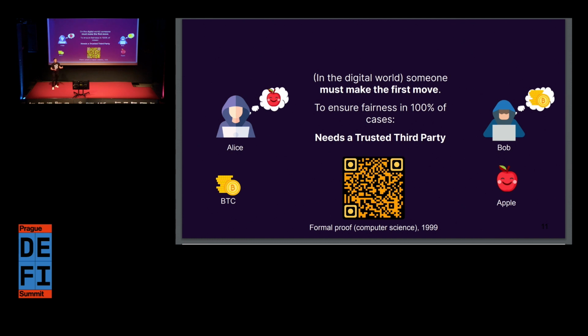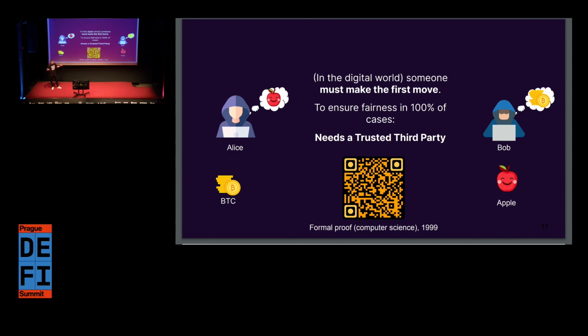If you're ordering stuff from Amazon, either you pay up front or the merchant trusts that you will pay at some point later. And if you have a system like we have on Ethereum or other decentralized networks, entities are pseudonymous. You don't know who that person is. And then you need a trusted third party if you want to achieve fairness in 100% of the cases. That's a very old proof from 1999, for those of you who are interested in academic paper reading.